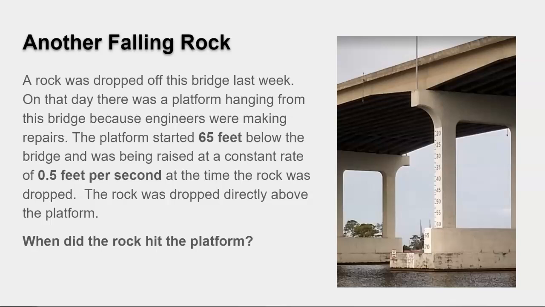So here we have a rock being thrown off of a bridge, or dropped off of a bridge, and it's being dropped over a platform, which you cannot see in the picture, but they have to imagine it, and the platform is being raised at a constant rate. So really they have two separate models here, and they're using those two models to come up with a point of intersection. So we're kind of looking at a system. When did the rock hit the platform?